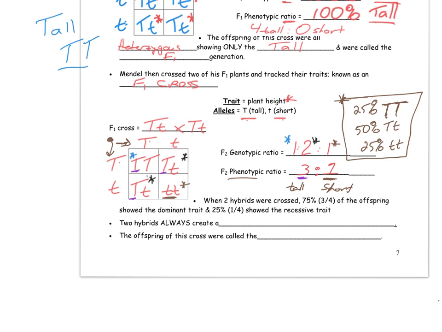So now, here you see the percentages. They're all listed down here. When two hybrids were crossed, you had 75%, or 3/4, 3 out of 4. You see 3 out of 4 here. One, 2, 3 out of 4 were tall. They show the dominant trait. And only 25% show the recessive trait, 25% or 1 out of 4.